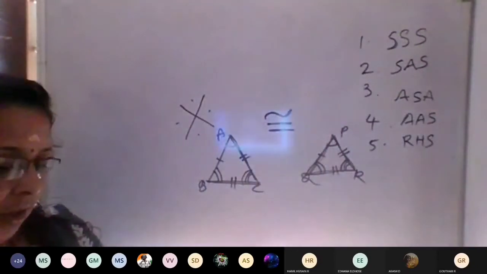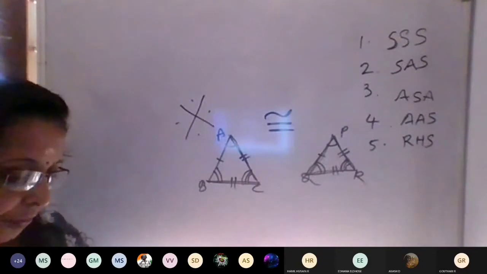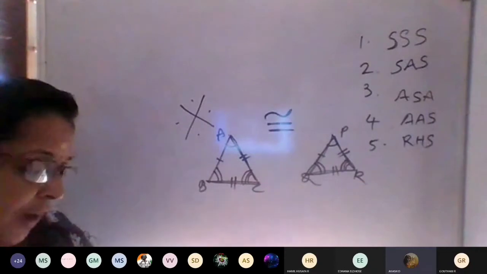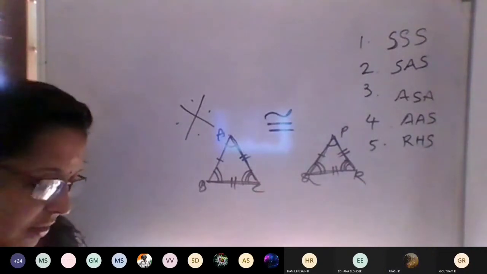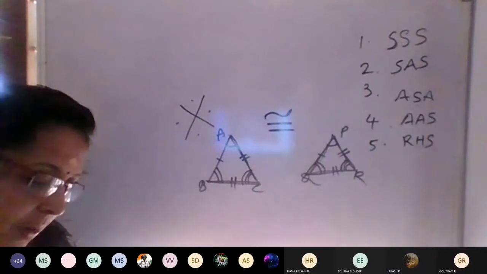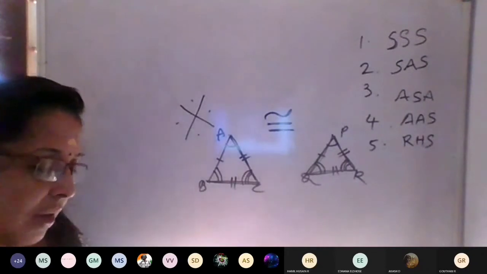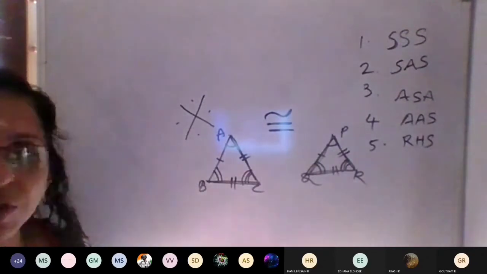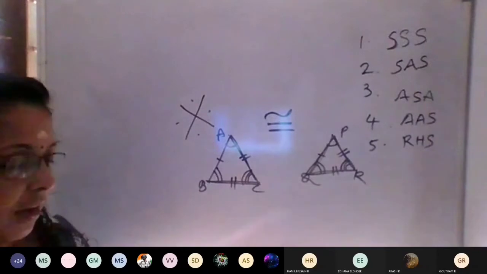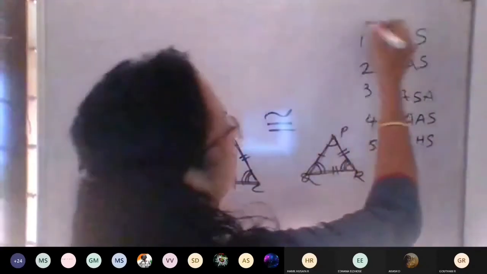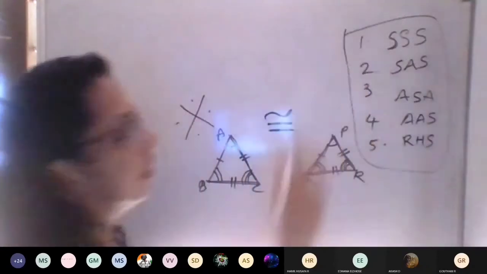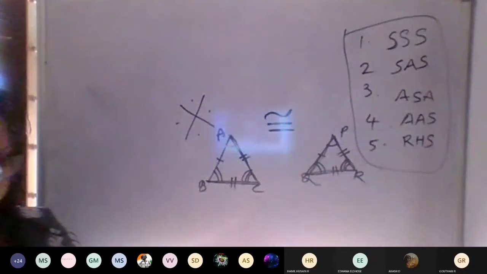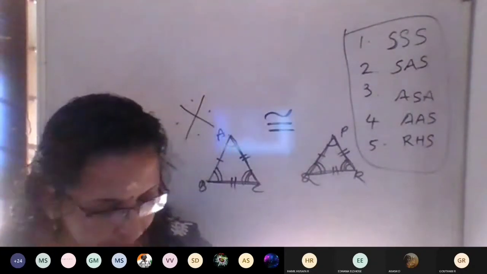RHS. Mark, no? Now you are writing a detailed explanation. It is there in the text itself. Study from the text. Write only the conditions for congruency of triangles as the side heading, and write S like this way only. No need of this detailed explanation. If you can, you write.